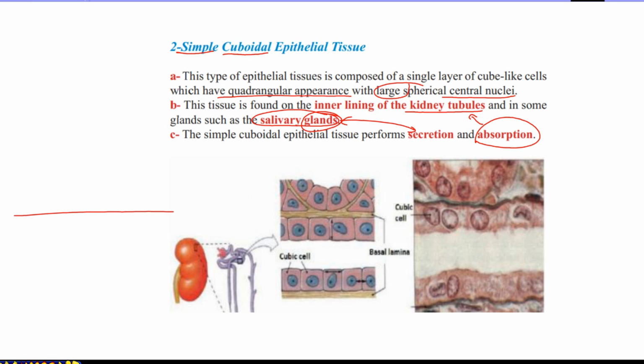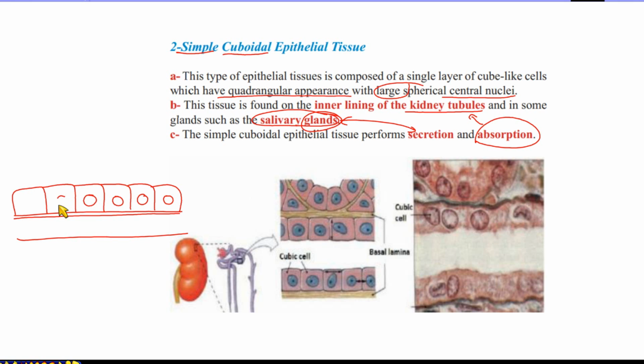How to draw this tissue? Again, we draw our basement membrane, part of connective tissue, and one layer of cubic cells. And not to forget the central spherical nucleus, a large central spherical nucleus, in the cubic cells, on the basement membrane and connective tissue.